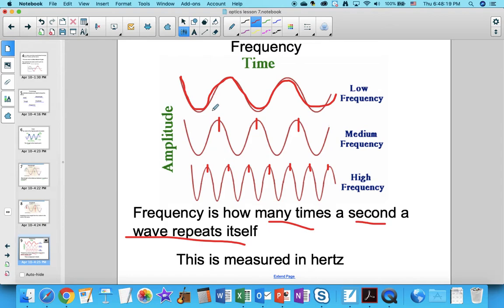So the number of times it repeats itself in a second is called its frequency. And we measure frequency in hertz. So this repeated itself 2 times, so 2 hertz. 3 times, 3 hertz. 7 times, 7 hertz. That's it. Frequency is how many times the wave repeats itself in a second.